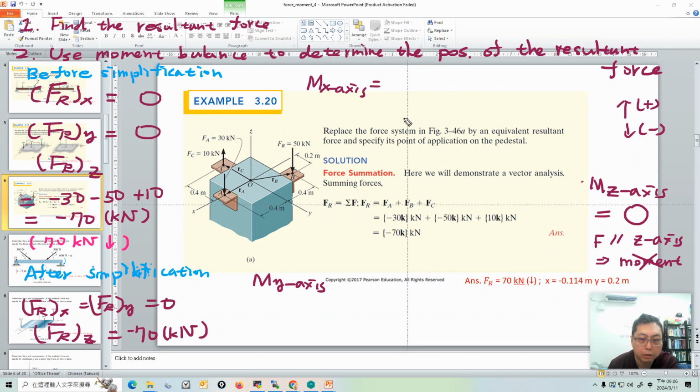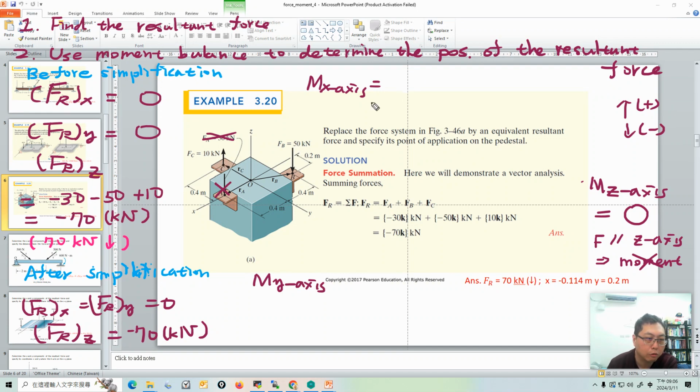So let's start with the moment with respect to the x-axis. For this moment, we can ignore force A, because force A is acting on the x-axis. This force won't create any moment because the lever arm is zero. Convince this to yourself. So we don't have to consider this force, but force B and force C we have to consider.